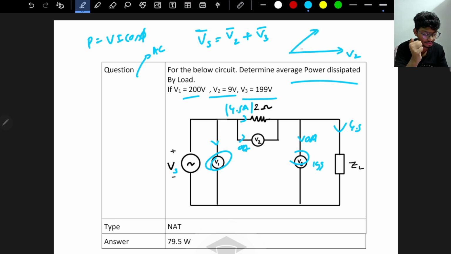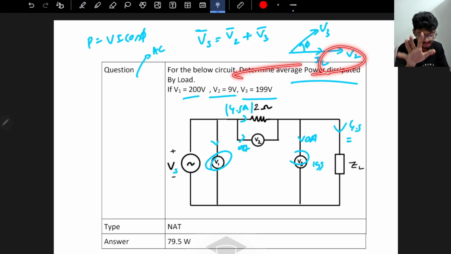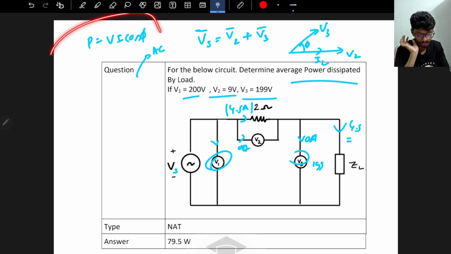Now if V3 is here, then the current across the load also will be here, that is IL, because it is a series connection. This is my IL, 4.5 amperes. IL and V2 will be in the same phase because they are just simply resistance. So whatever this phase angle is, if I calculate it somehow, then I will be able to write my answer. So how to calculate the phase angle?